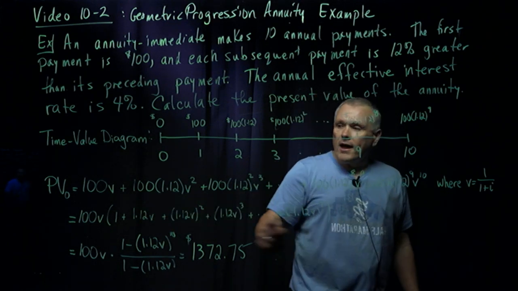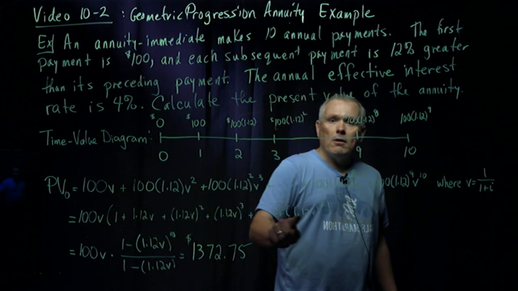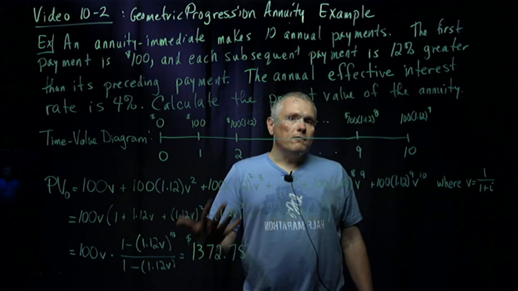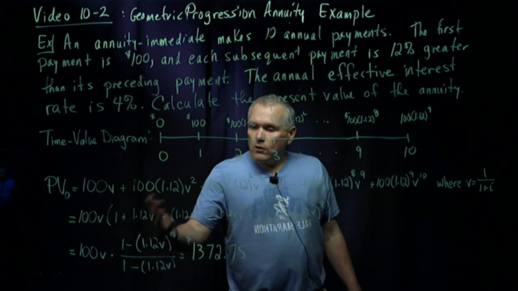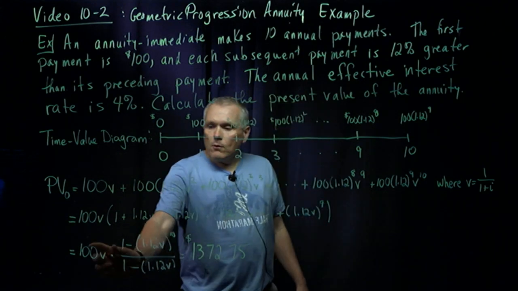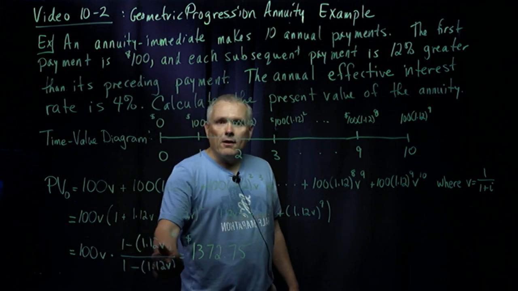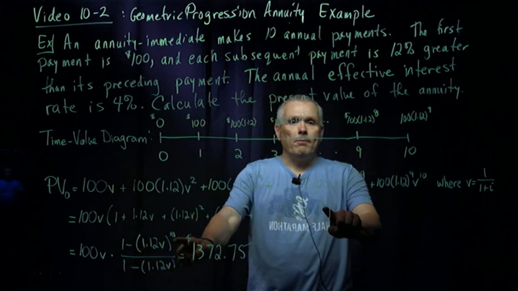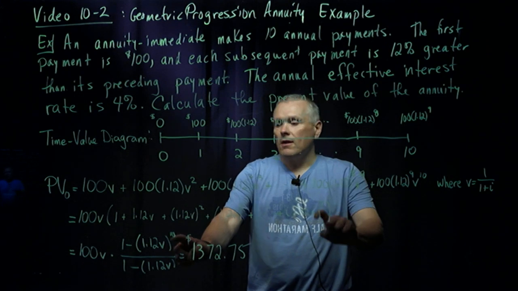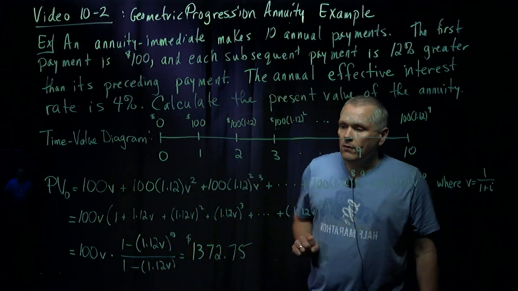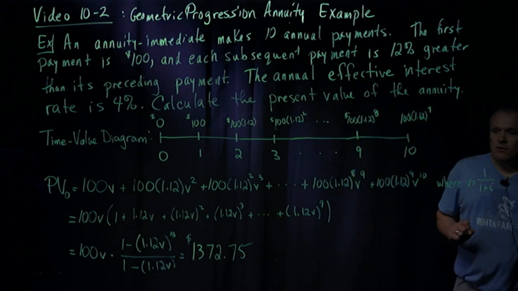and so on up the line, so that we notice that common value of r for every single term is 1.12v. All right? So using our geometric sum formula, we still got this 100v that we factored out hanging out in front. 1 minus r to the 1 higher power, so that's 10 in this case, over 1 minus r. And when we do that computation, we get 1372.75.